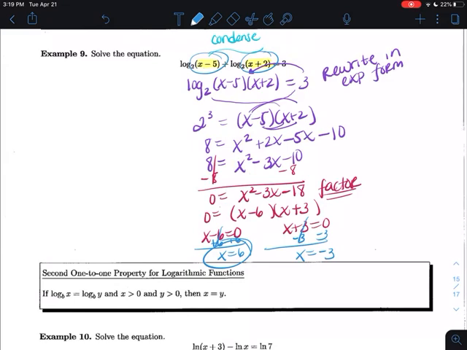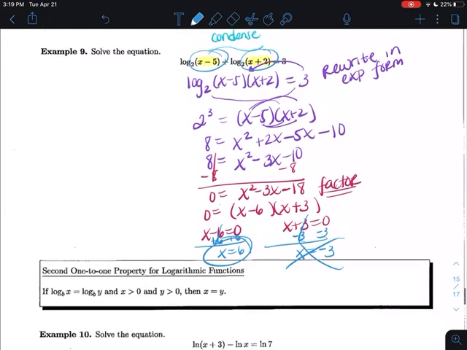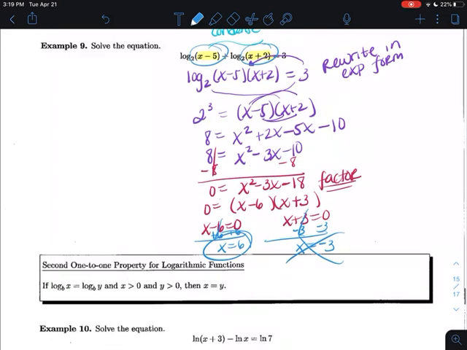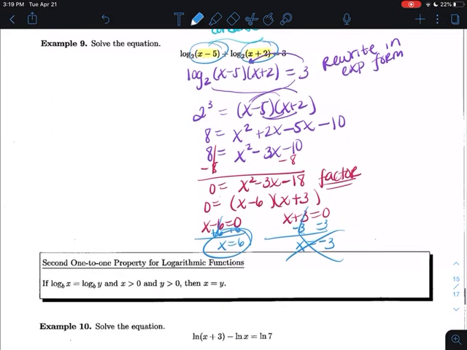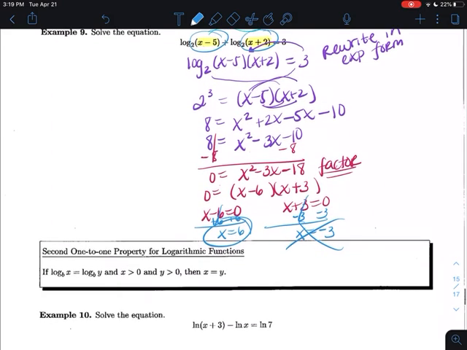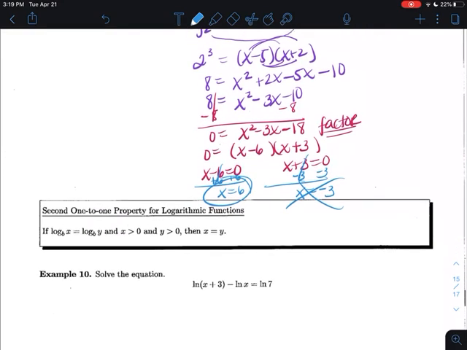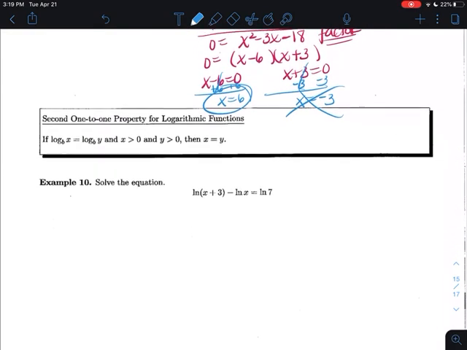If I plug in negative 3, well, negative 3 minus 5 is negative 8. You can't have the log of a negative number. So automatically I have to cross out that negative 3. Negative 3 is not part of your solution. The only answer that you have is x equals 6. So remember to check. All right, check for numbers that are excluded from the domain.